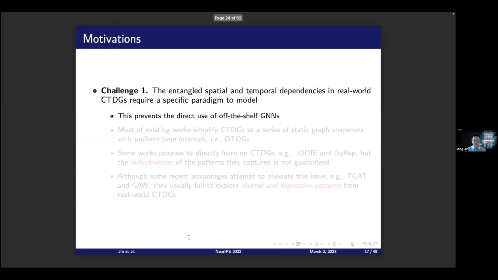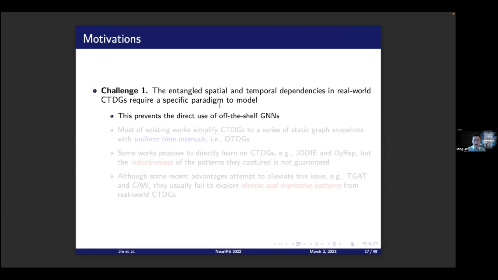Okay, so let's start from the motivations of our proposal, or say the challenges. The first challenge is the intertwined spatial and temporal dependencies in real-world continuous-time dynamic graphs. They usually require a specific paradigm to model, as I mentioned in the related work. There were two streams of methodologies to do it, but I believe there is more opportunity for diverse methodologies to do this as well.